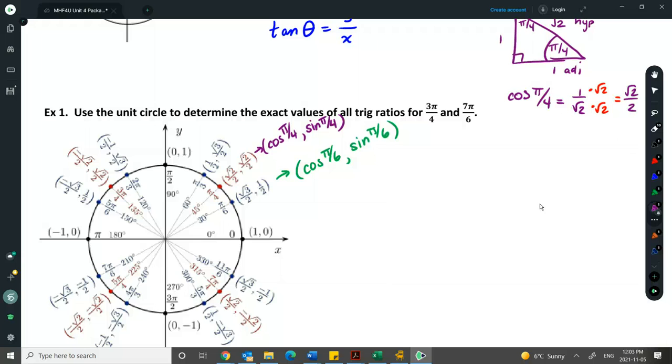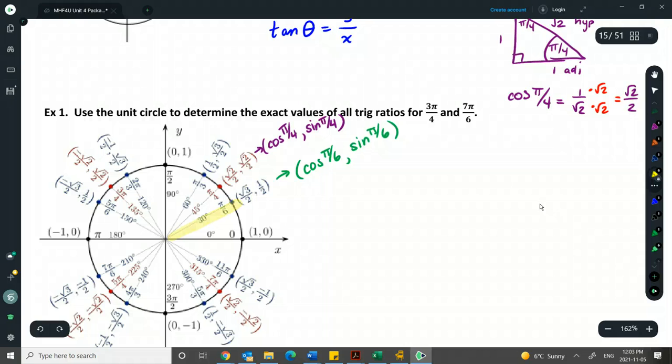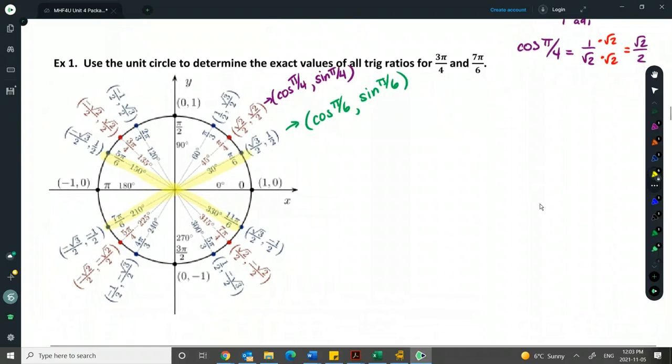You will also notice, I want you to take note that all values that have pi over 6s as their reference angles, let's look at all of these values. What do you notice about the x and y coordinates at each of these locations? Emma? It's positive and negative. It's all of the x's are root 3 over 2, either a positive or a negative. And all of the y's at this location are all halves and negative halves.